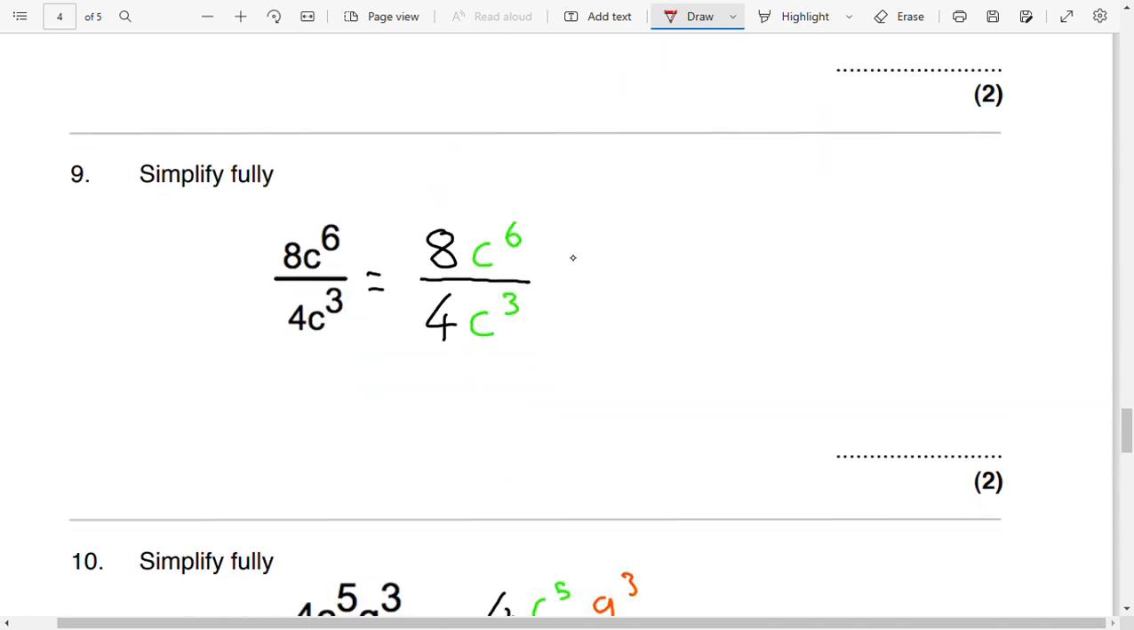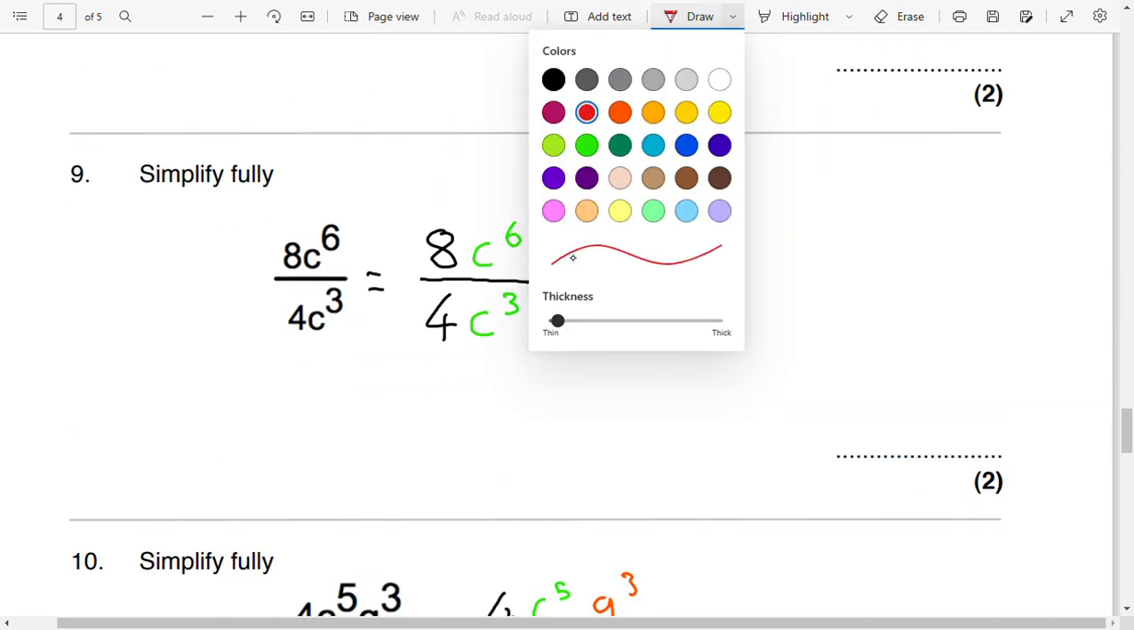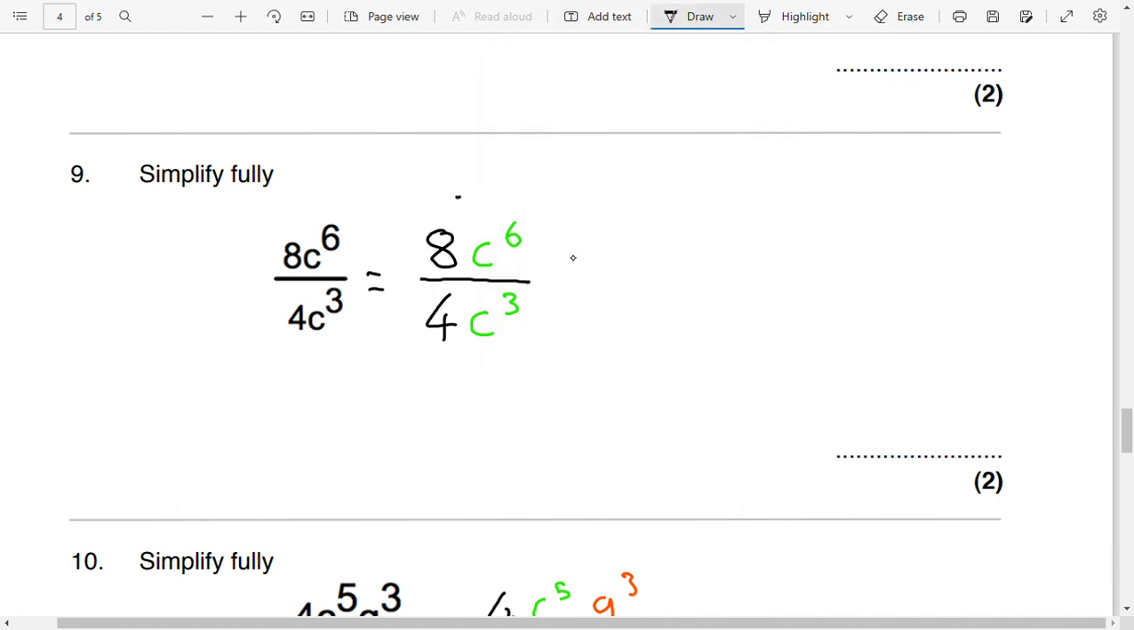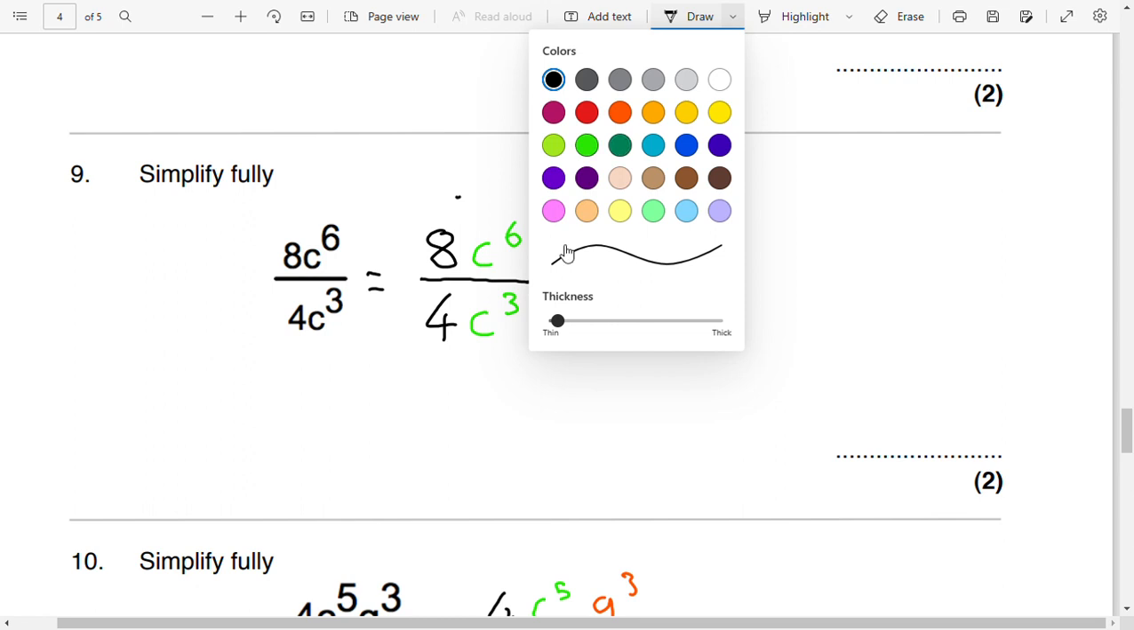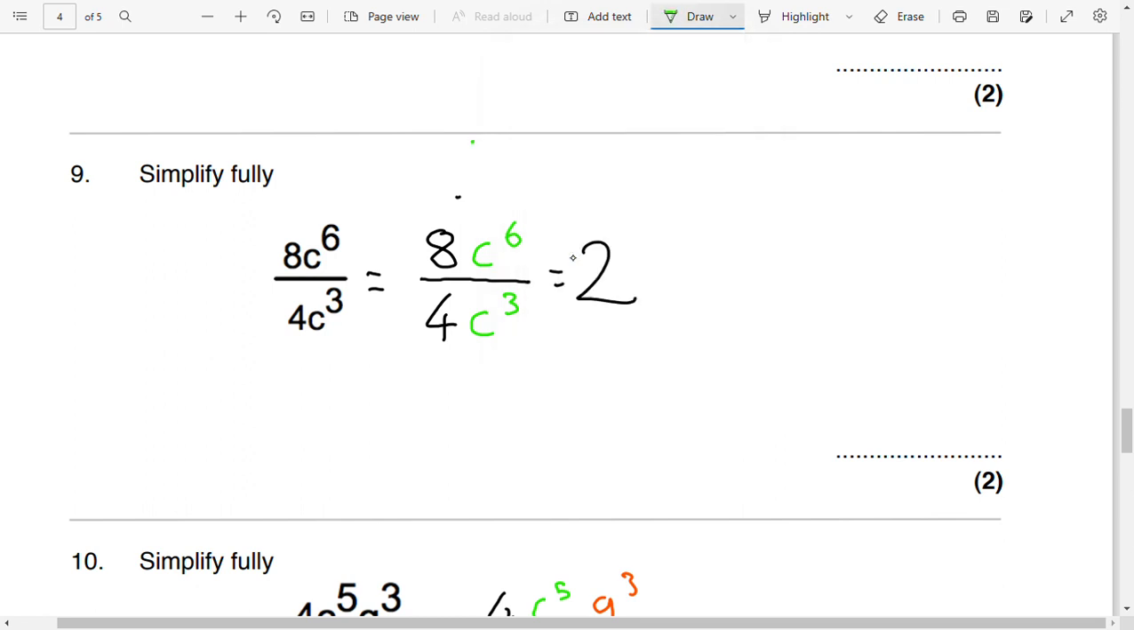Again, same with this one. 8 divided by 4. 8 divided by 4, easy peasy, is 2. And then we're left with our c's. So we have to do the taking away here. We have c to the power 6, c to the power 3. So we just minus them. 6 minus 3 is 3. So that gives us c to the power 3.